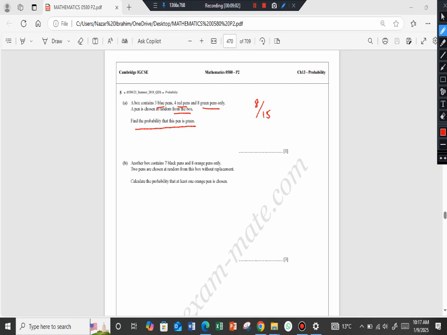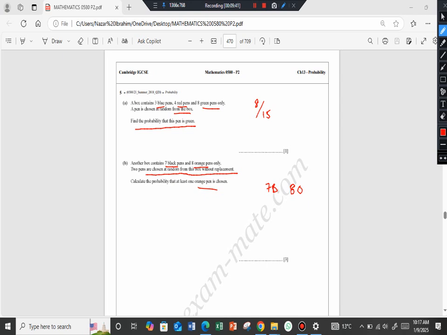Another box contains 7 black pens and 8 orange pens only. 2 pens are chosen at random from this box without replacement. Now let's discuss what without replacement means. Without replacement means when one pen is taken out, it is not put back, and then the second pen is chosen. Calculate the probability that at least 1 orange pen is chosen.